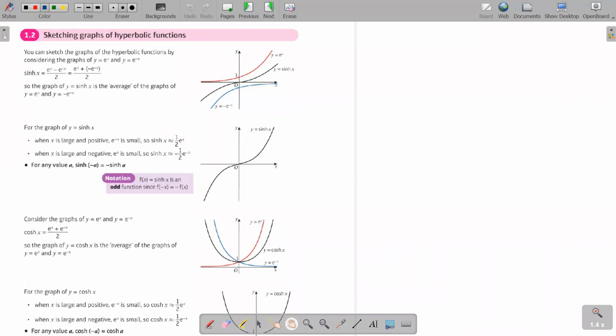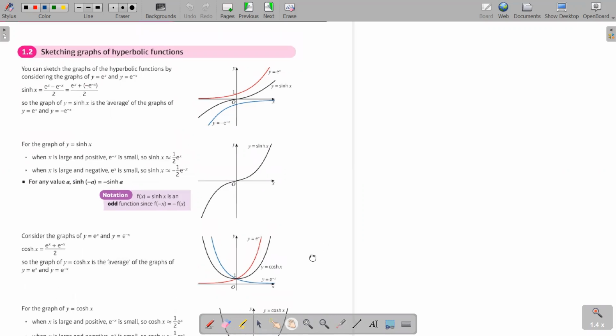All right, guys. So now we'll move on to the main part of this lesson, right? We are going to discuss sketching graphs of hyperbolic functions. We'll go through all the graphs in detail. The first one, you can sketch the graph of the hyperbolic function considering the graphs of e^x and e^(-x). All right, guys.